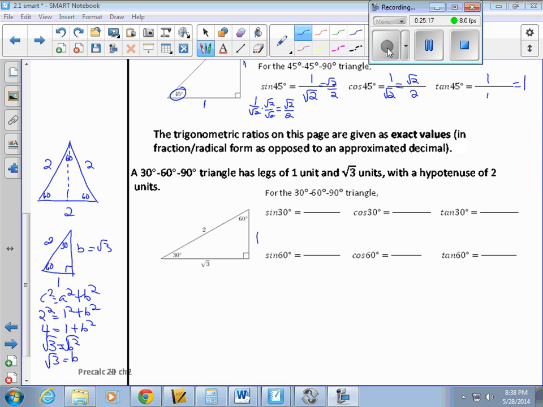So sine of 30 then. Sine of 30, this is our target angle of 30. Sine is opposite over hypotenuse, so that's going to be 1/2. Cos of 30, that's adjacent over hypotenuse, so that's square root 3 over 2. And tangent of 30 is opposite over adjacent, so that's 1 over square root 3, which is the same as square root 3 over 3, if I rationalize that denominator.